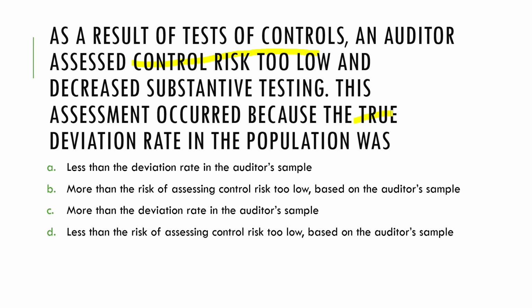It has gone over and beyond what you were willing to accept. So the true deviation rate was actually more than the deviation rate in the auditor's sample. Had you only known the truth, you would have seen that the entire population had so much more deviation rate than what you saw in your sample. So this is the risk of over reliance. The answer to this is Charlie.